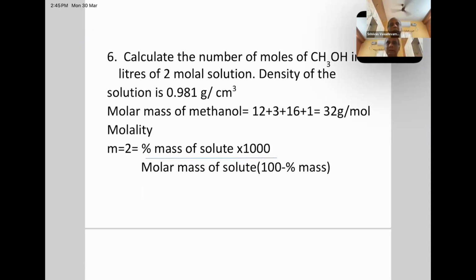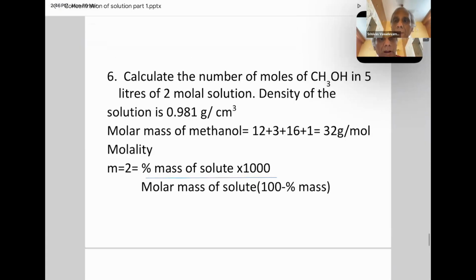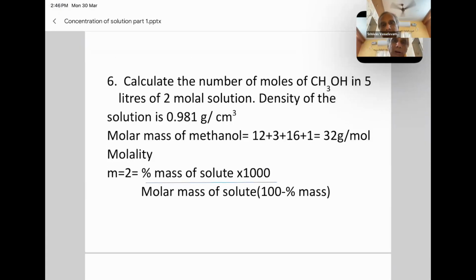Next one is from the molality to molarity. Calculate the number of moles of methanol in 5 liters of 2 molal solution. Density of solution is 0.981 gram per centimeter cube. So if I find out the number of moles in 1 liter, that is molarity, I can multiply by 5 to get the answer here.